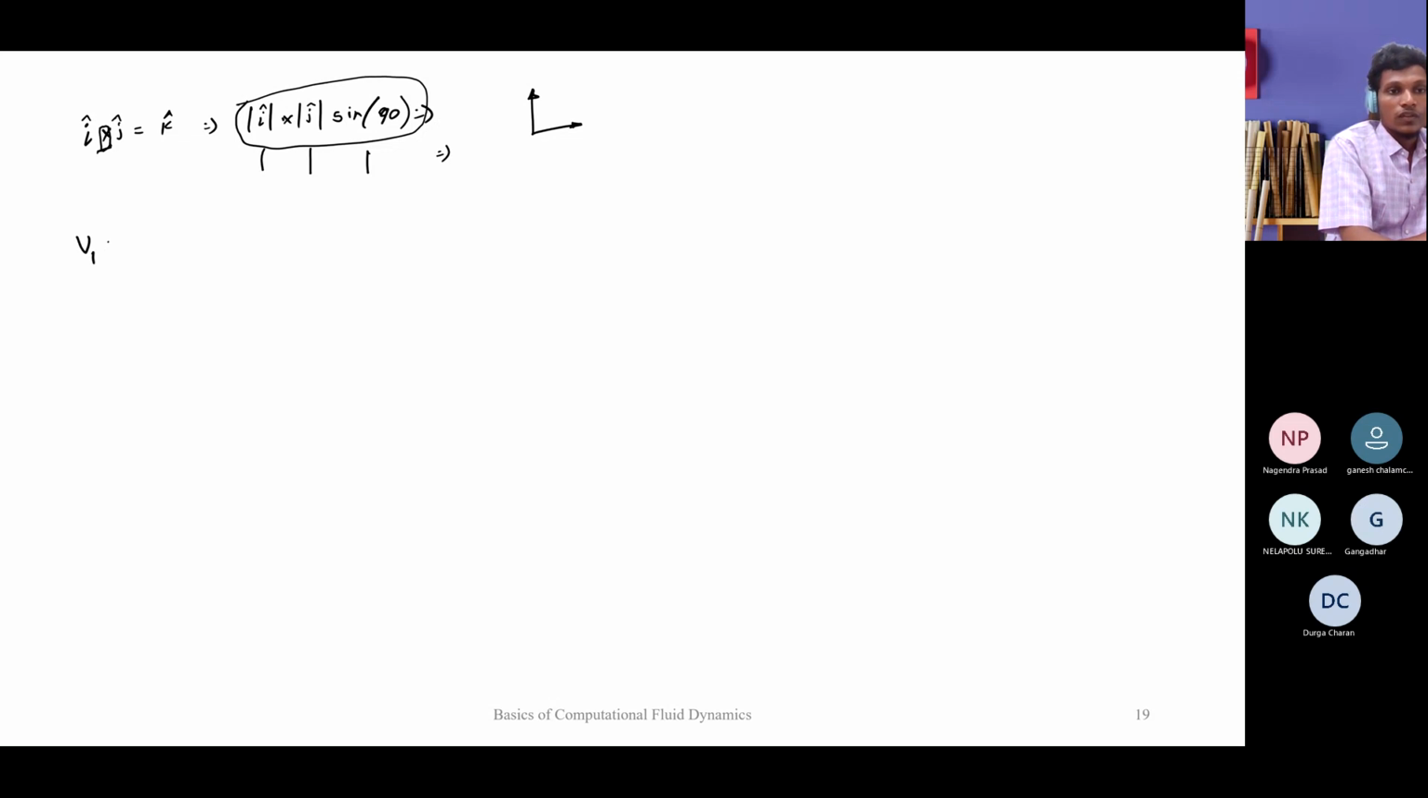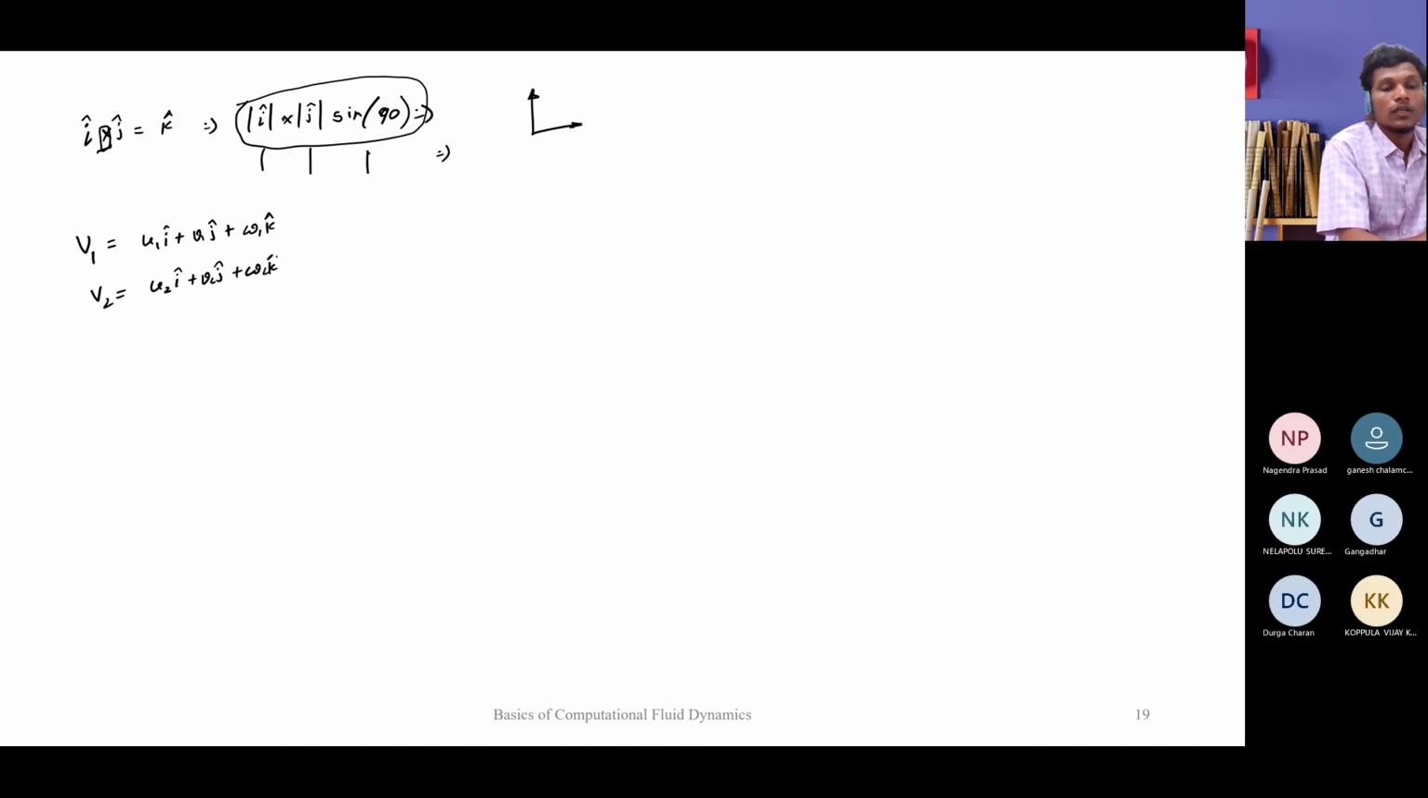Suppose you have a velocity vector v1 equals u1 i cap plus v1 j cap plus w1 k cap. This is your velocity vector v1. And if you have a velocity vector v2, v2 equals u2 i cap plus v2 j cap plus w2 k cap, and you are trying to identify the cross product between these two, what will you get? The cross product definition says you should find the determinant of these two vectors in the format I'm just writing.